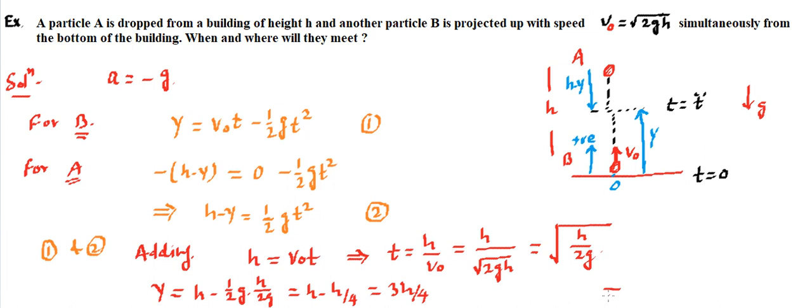So from here we are able to calculate the value of y, that means displacement from the ground is 3h by 4. So we can claim the two particles are going to meet at a height from the ground of 3h by 4. If it comes out to be 3h by 4, total is h, so you will find the remaining is going to be h by 4. So we got to know where the particles are going to meet together and at what time they are going to meet together, so both answers are clear.